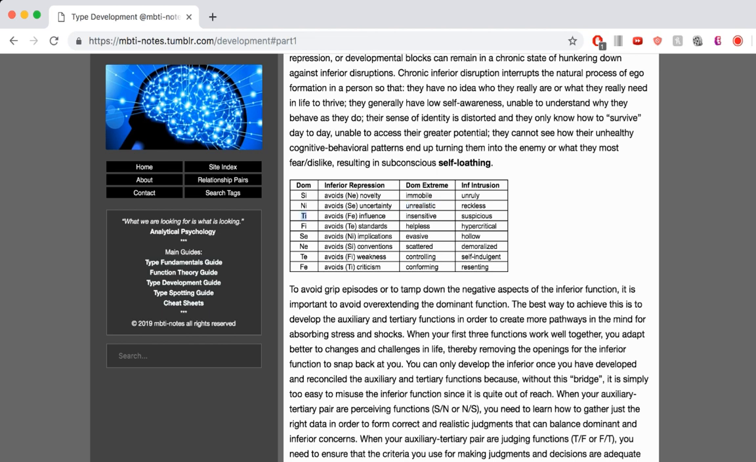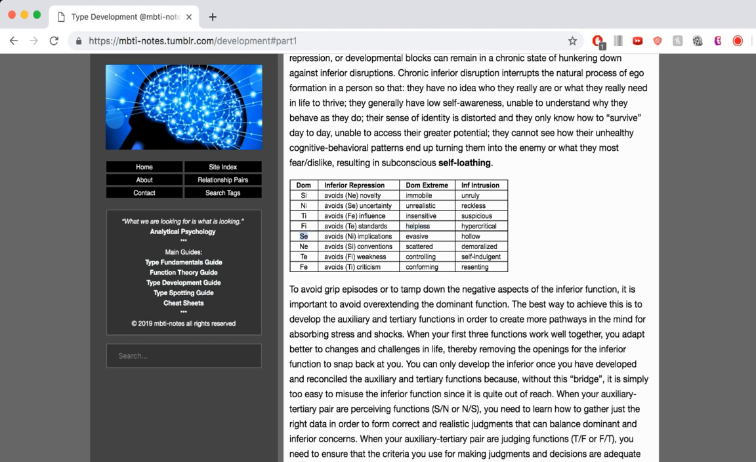Overusing TI without FE is insensitive. FI without TE is helpless. So it's kind of like FI is your moral principles, but TE is your structure and getting things done. So you'll be helpless. You have all these feelings, powerful emotions of how you see the world, but you can't do anything about it.